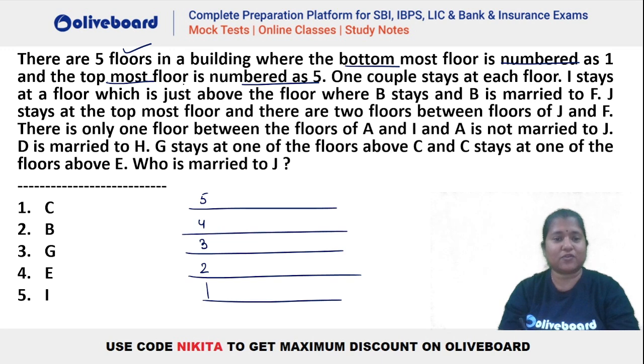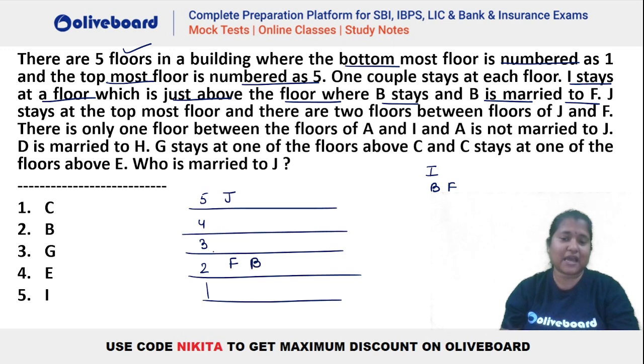I stays at a floor which is just above B, right? So you can see I has to be immediately above B. B is married to F, so B and F are a couple here. J stays at the topmost floor, and there are 2 floors between J and F, right? So that means B has to be here and I has to be here.